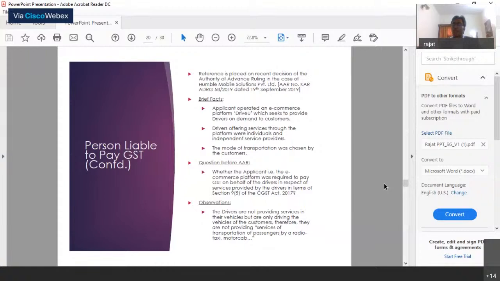The question before the Authority for Advance Ruling was whether the applicant, that is the e-commerce platform, was required to pay GST on behalf of the drivers in respect of the services provided by the drivers in terms of Section 9(5) of the CGST Act. The Authority said the drivers are not providing services in their vehicles, but are only driving the vehicles of the customers. Therefore, they are not providing the services of transportation of passengers by a radio taxi or a motor cab, so Section 9(5) will not apply. In that case, the platform was not liable to pay tax on behalf of the drivers. However, they said that the platform is required to discharge tax collection at source, which I will come to later during the course of my presentation.